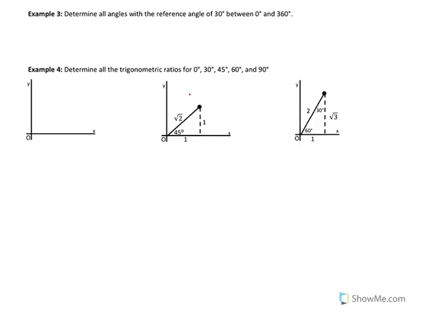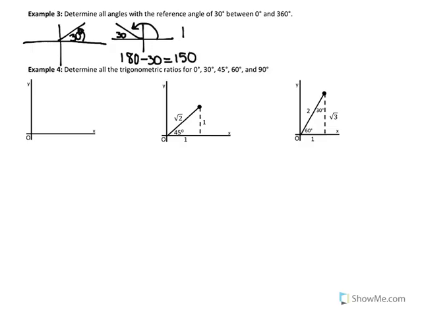Okay, the example at the top says to find all angles with a reference angle of 30 degrees. What a reference angle is, is the smallest angle that is made with the terminal arm and the 180 degree line. So this is a reference angle of 30 degrees. I also have it in quadrant 2. In quadrant 2, this would be 30, which means my standard angle would be 180 minus 30, so it would be 150. So that's how you can do it in quadrant 2.